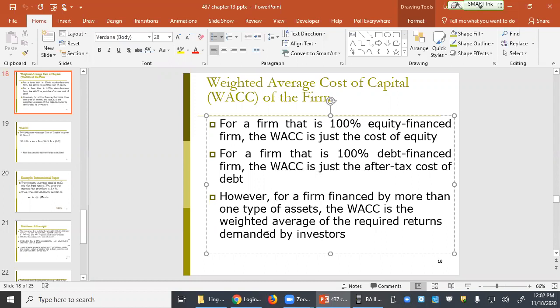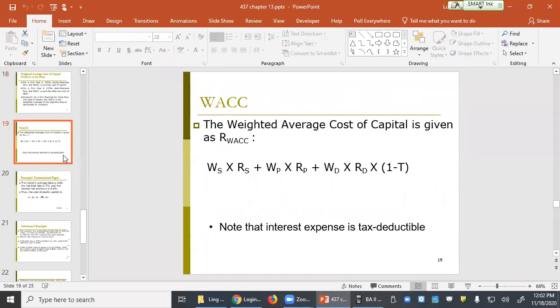So in that case, we have to solve for the weighted average of the required returns demanded by the different types of investors, including common stockholders, preferred stockholders, and bondholders. Even though in the real world, at least in America, only roughly 10% of corporations have preferred stock outstanding, you still have to take into consideration the cost of equity and cost of debt when you calculate the weighted average cost of capital for your corporation.